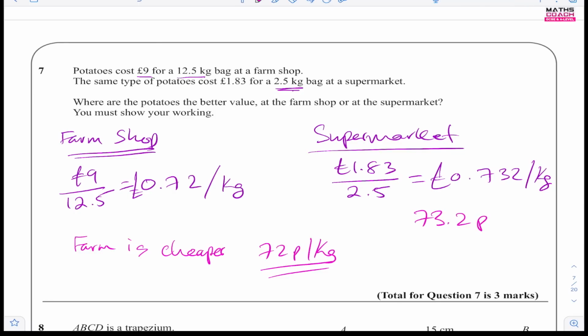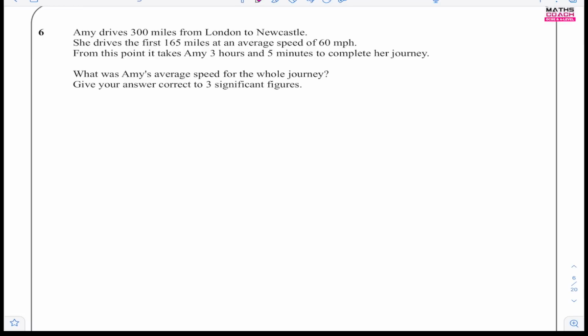73.2p per kilo. So question 6. Amy drives 300 miles from London to Newcastle. She drives the first 165 miles at an average speed of 60 miles per hour. From this point, it takes Amy 3 hours and 5 minutes to complete her journey. What was her average speed for the whole journey?